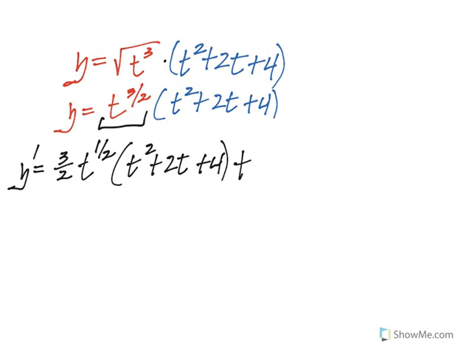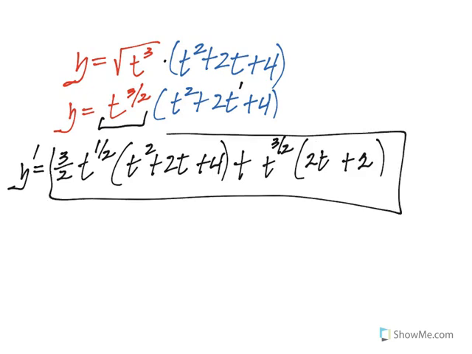I then want to add that to the reverse. So I've got the first one as is, that's t to the 3/2. And now I'm going to derive the second one. T squared becomes 2t to the first. 2t becomes just 2, right? Because that's t to the first up here. The 1 comes down to the front, I take 1 away from the power, that's 2t to the 0. And of course my 4 goes to 0. This then is the derivative of y.